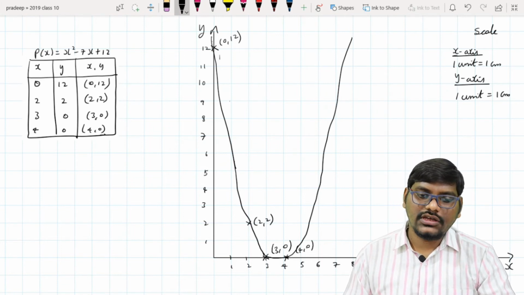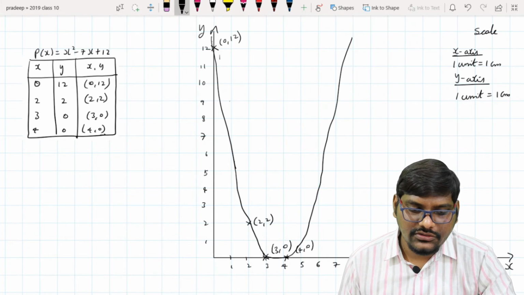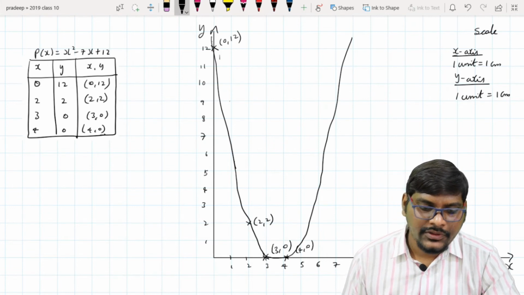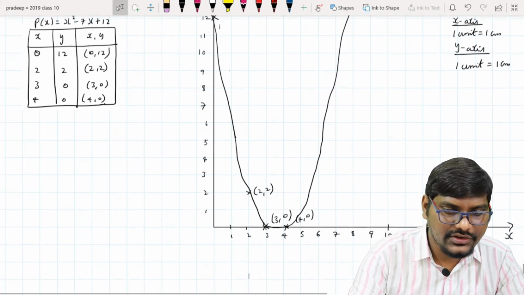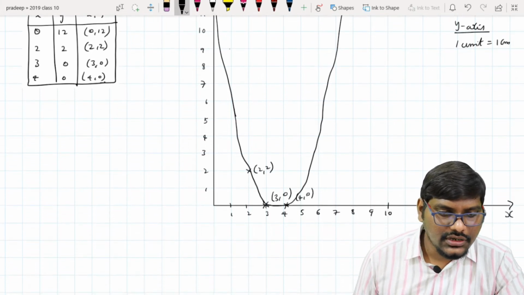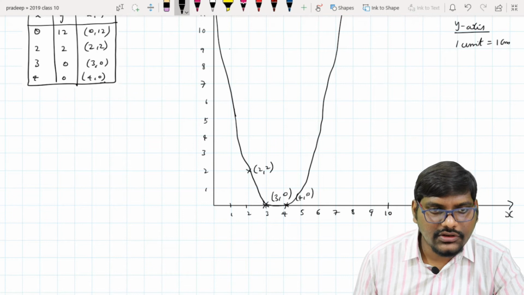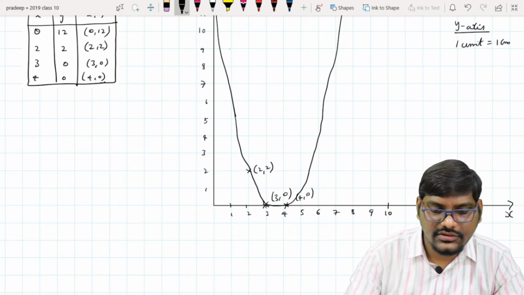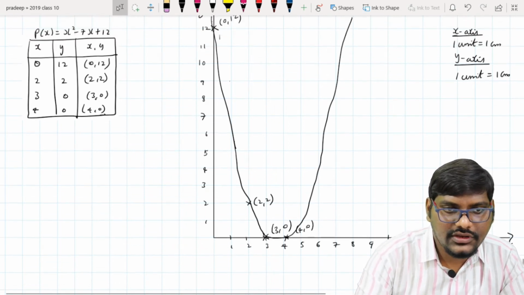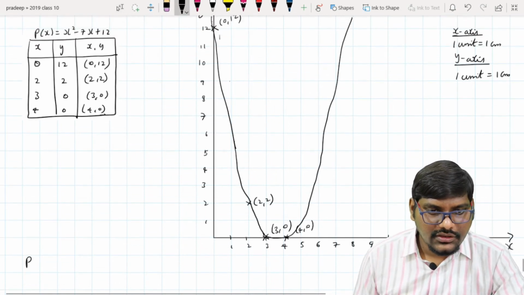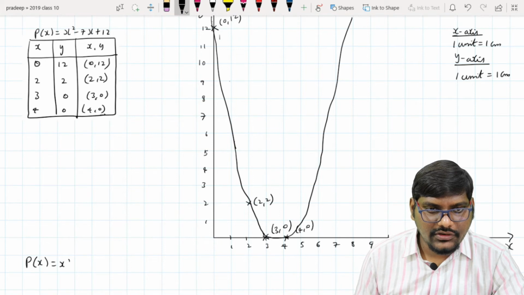So however, we got the same. So we'll try to find the same here and we'll write the conclusion. Alright, so the conclusion we can write here as, for the equation, what was the equation? The equation is p of x, P of x equal to x square minus 7x plus 12.